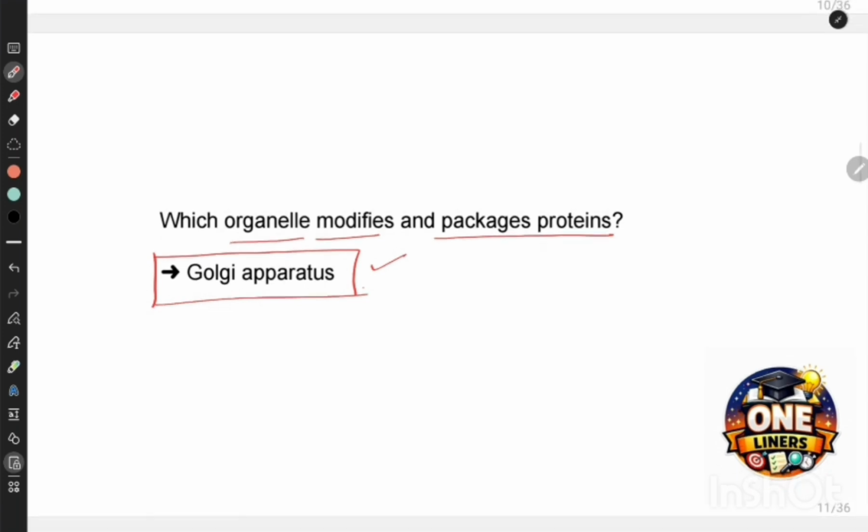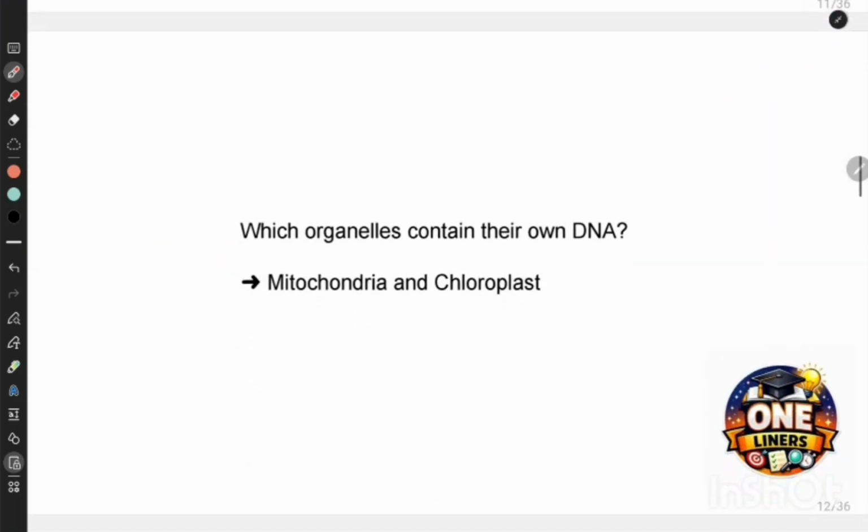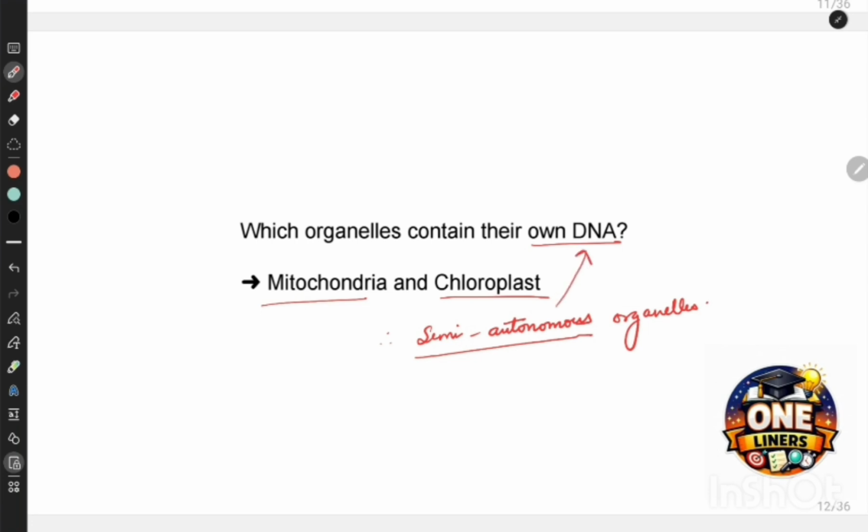Okay, next one, which organelles contain their own DNA? So mitochondria and chloroplast are the two organelles which contain their own DNA. Therefore, these are known as semi-autonomous organelles. Okay. Why semi-autonomous? Because they have their own DNA, right?